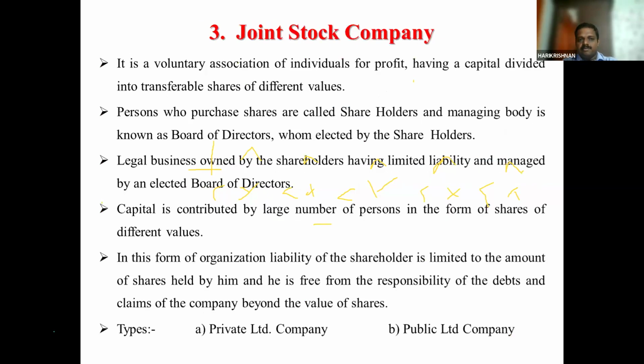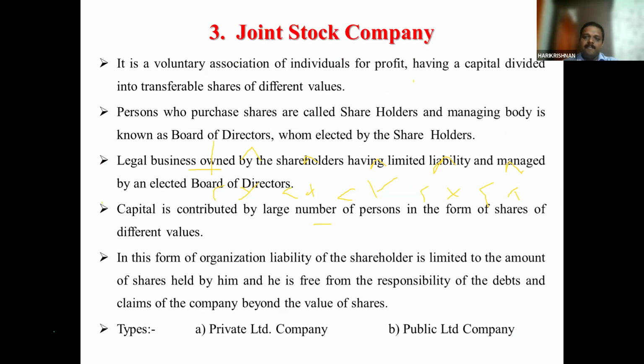Next is joint stock company. Okay. So it is the voluntary association of individuals for profit having a capital divided into transferable shares of different values. People who purchase the shares are known as shareholders, and the managing body is known as the board of directors, who are selected by the shareholders. That means you can see shares will be there, shares will be purchased by different people. This comes under joint stock company.